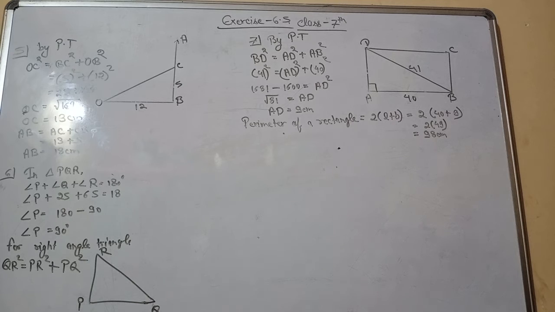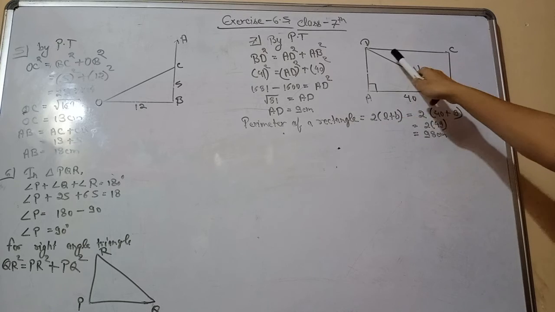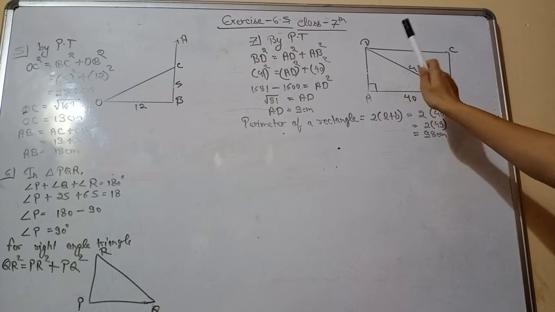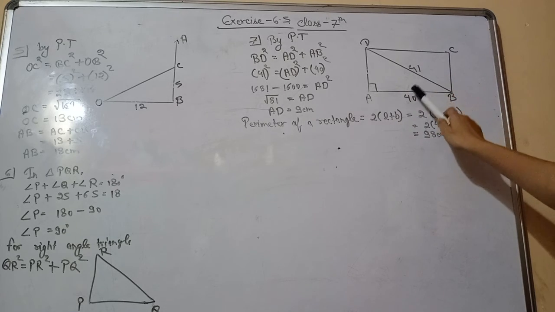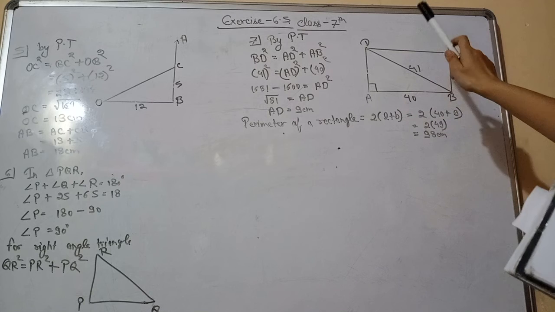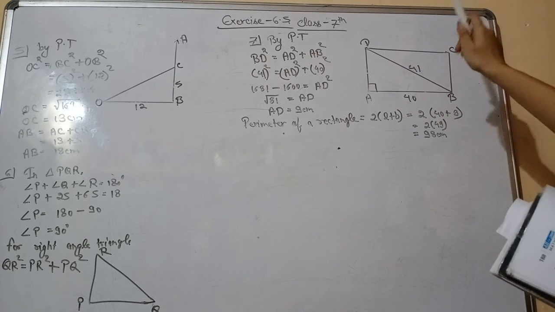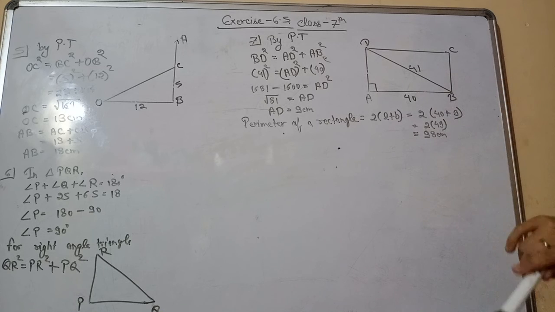Now in question number 7, what is given? The perimeter of a rectangle is asked when the length of one side and the diagonal are given. So let us take the length of one side as 40 and the diagonal is this. We know that in any rectangle each angle is 90 degrees, so here we can apply Pythagoras theorem. By applying Pythagoras theorem, we get the value of the second side, that is 9. So the first side is 40 centimeter and the second side is 9 centimeter.